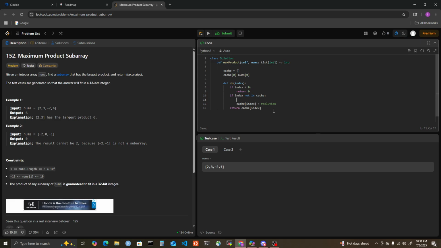Okay, so this is where our recursive relation is going to come into play. My thought for the recursive relation is you have 3 choices. Either you take the previous one as is, take the new one as is by itself, or you take the old times the new. So, a 3-way decision tree.